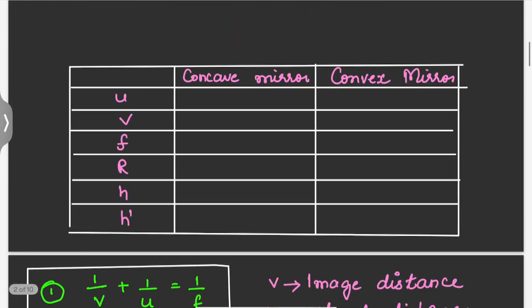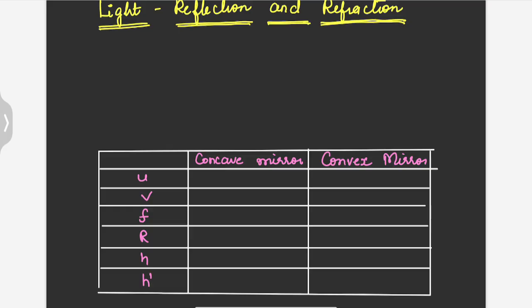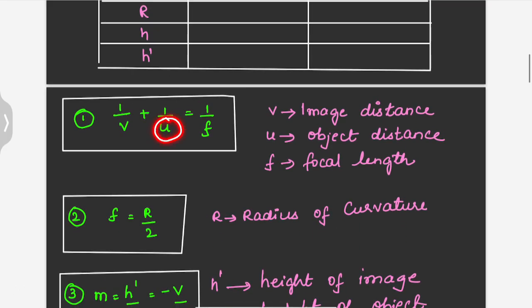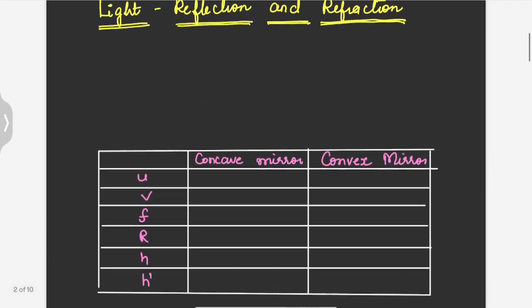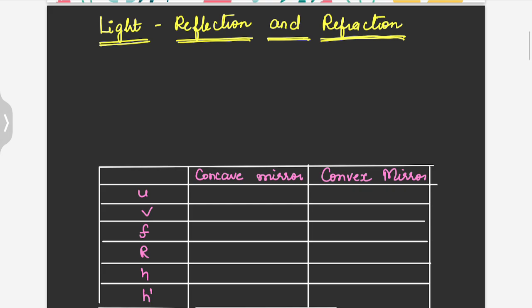Now let us fill this table. Here we are going to write the sign convention, that is, with u whether we have to write a plus sign or minus sign, with v whether plus or minus, with f whether plus or minus. That is what we are going to learn, which is very important in calculation. So let us study now. We are going to find for 6 factors: u, v, f, r, h and h dash.